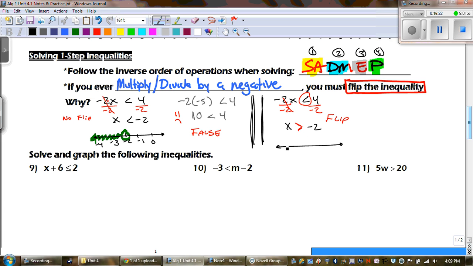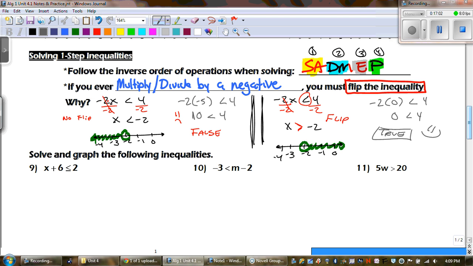And once you flip it, we pretty much have the exact opposite graph. Okay? We're still open, but now we shade to the right. And we can pick any number to the right. Okay? Let's pick 0 because it's right there. -2 times 0, is that less than 4? Well, -2 times 0 is 0. And is 0 less than 4? Yep, it's true. We're happy.